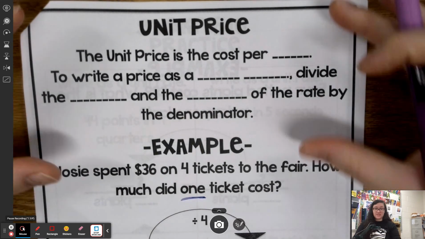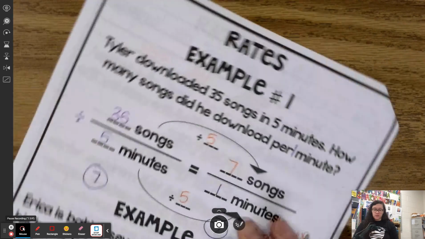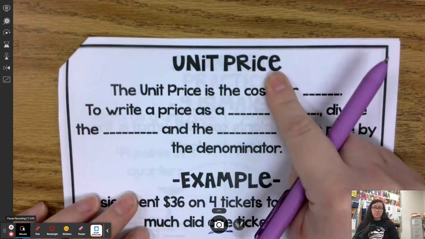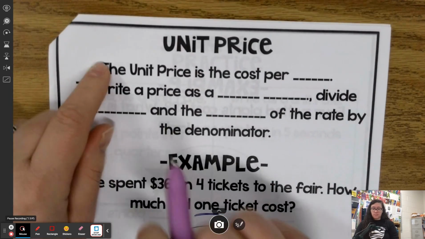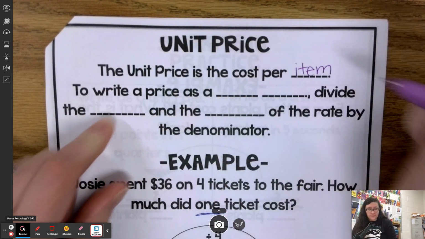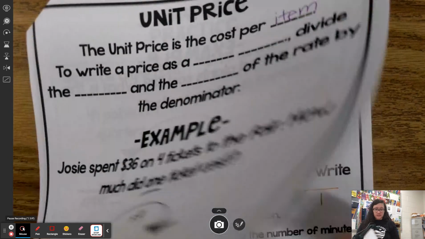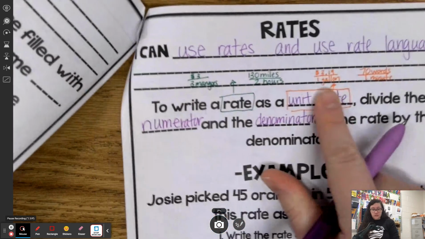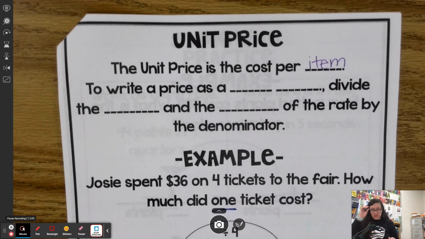Alrighty, let's come back up to the top and fill in what this unit price means. Before we were doing a unit rate where the denominator is 1. A unit price is the same thing. I still want my denominator to be 1, but now a unit price is the cost per item. The cost per item. So in that example, it was the cost per ticket. Over here it was the cost per mango or the cost per gallon. It's the cost per item.